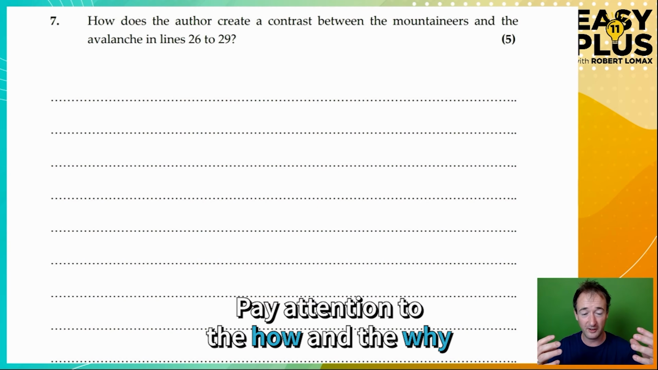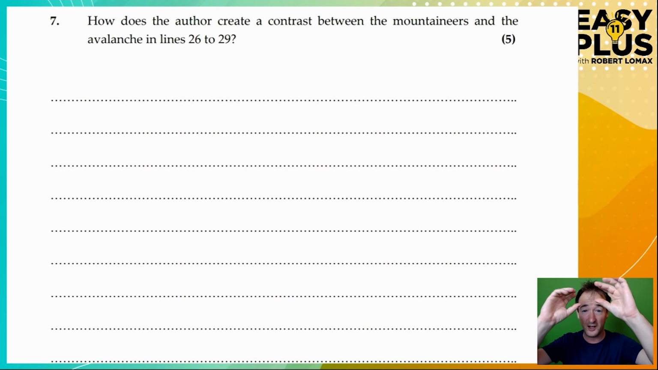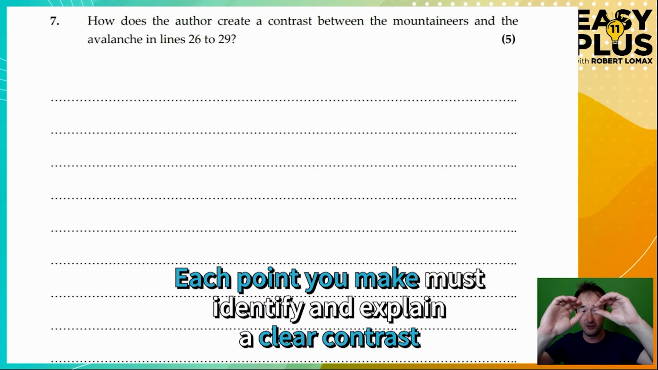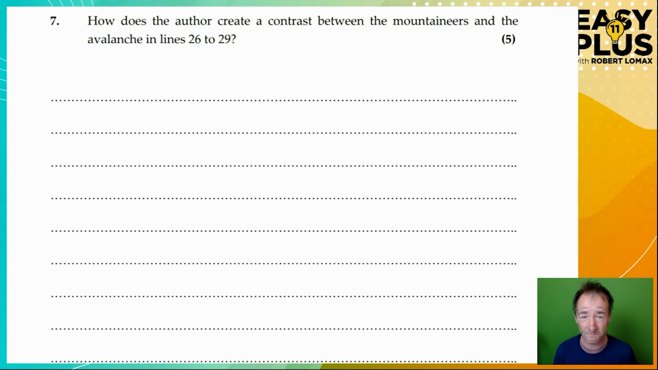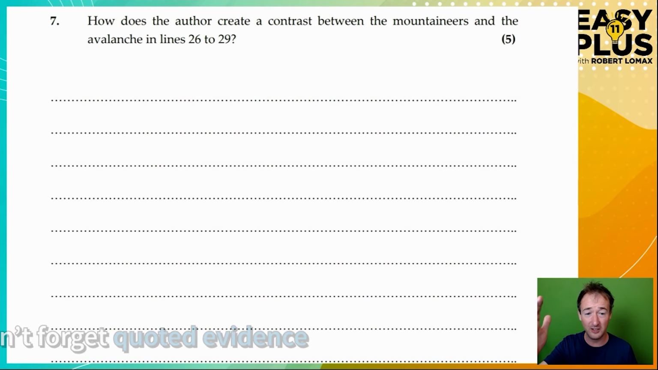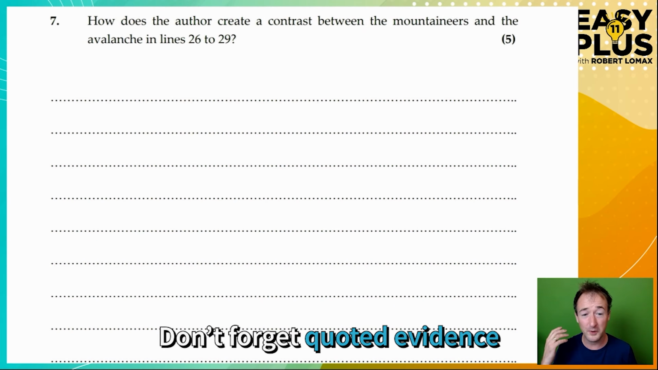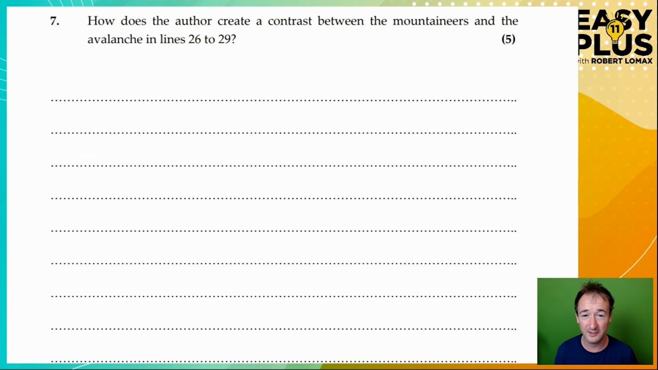And the structure of your answer is going to need to involve, for each point, talking about the mountaineers and the avalanche in either order, and explaining how the contrast is created. It's a 5-mark question, so one contrast point is very unlikely to be enough, but 2 points, in each of which you talk about the mountaineers and the avalanche, giving evidence for each and explaining the contrast, should be plenty. With that in mind, let's have a look at the text and find our ideas.